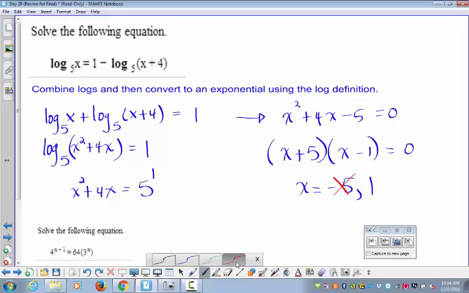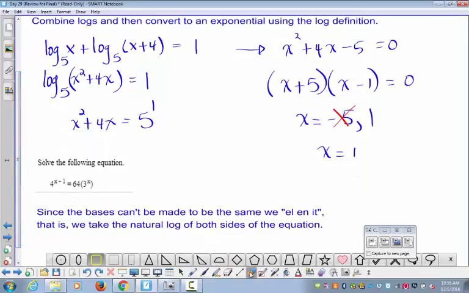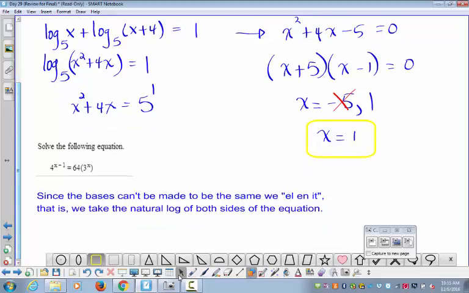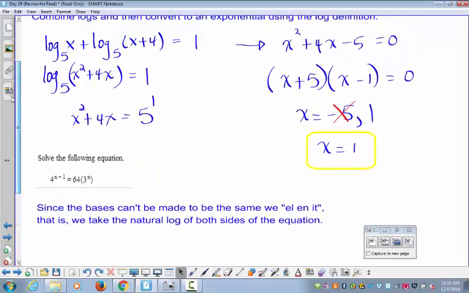If we plug in 1, no problem. That creates a positive argument. Plug in 1 there, that creates a positive argument. So for a log, the argument has to be positive. What's inside has to be positive. So this tells us that our only solution is x equals 1. Questions on any step there?